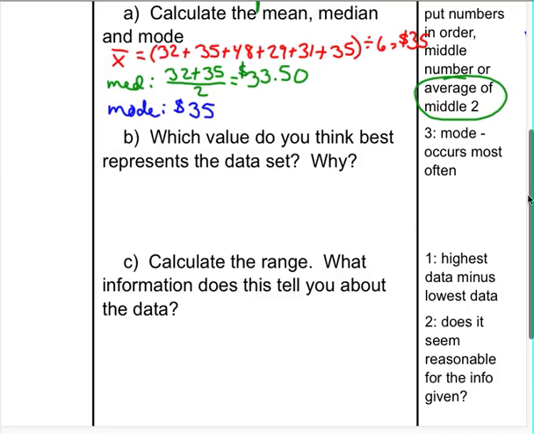Now, because two of our data values, both the mean and the mode, ended up being exactly the same, I would say that best represents our data set. So I'm going to say the mean and the mode because two data values were exactly the same.